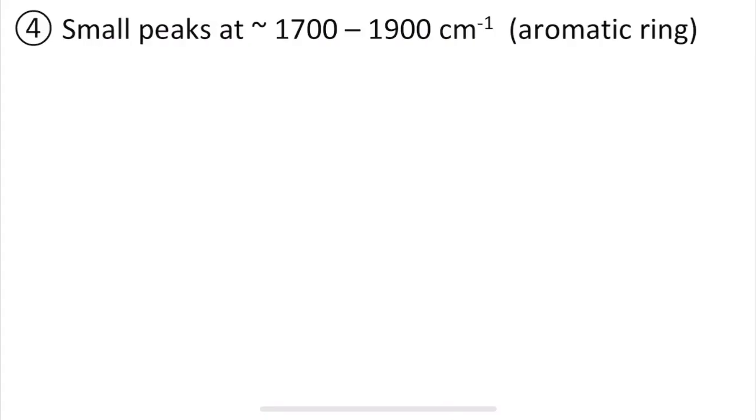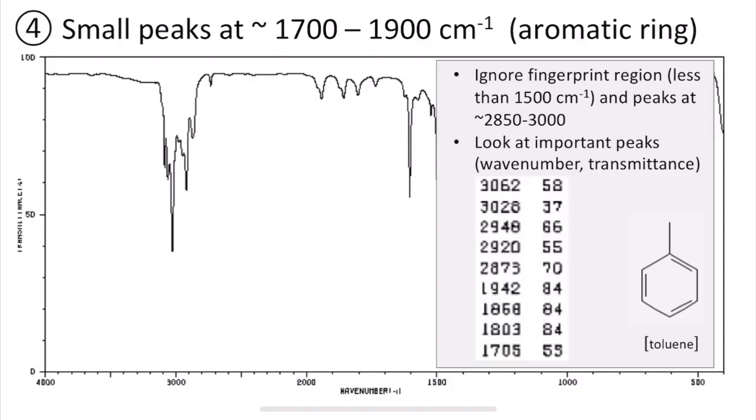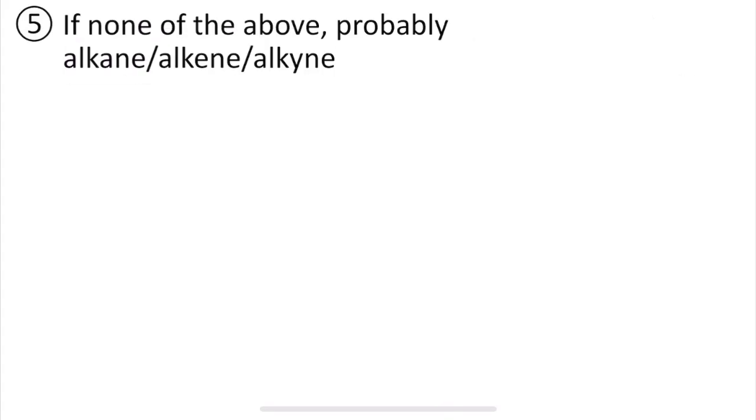Fourth in our list is the small peaks at around 1700 to 1900. Many compounds with aromatic rings have these small peaks with nearly the same height. These are also called overtones or benzene fingers. Looking at our sample IR spectrum, which belongs to toluene, you can see these overtones in this area right here.